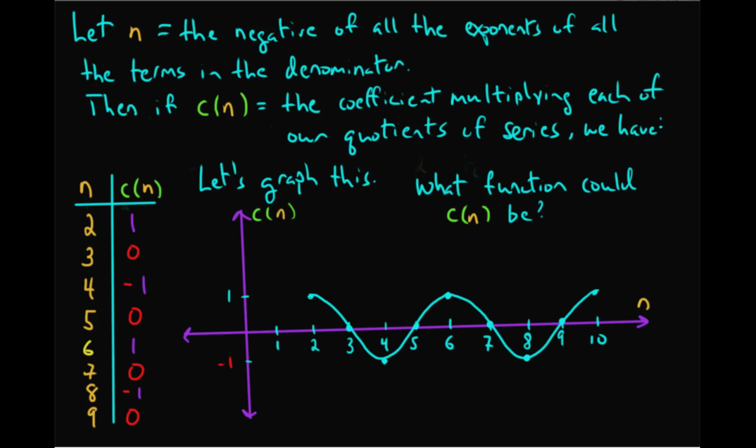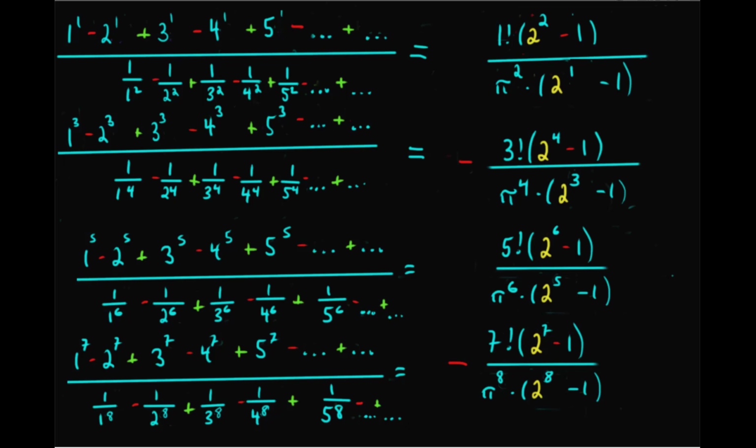And now extrapolating, I'll just extend the function back a little bit to where it intersects the y-axis. And now if we look at this function, it appears to be the negative of a cosine wave. A cosine wave with period 4. So this function is negative cosine of n pi over 2. So let's go back to our quotients of infinite series and make use of that information.